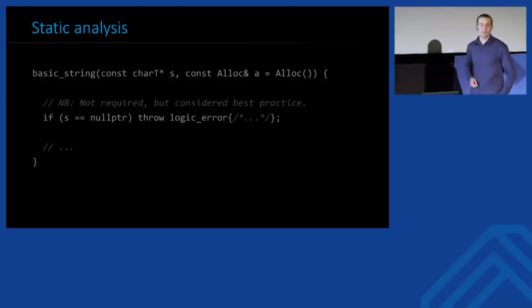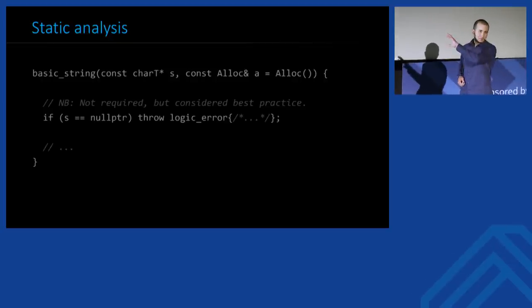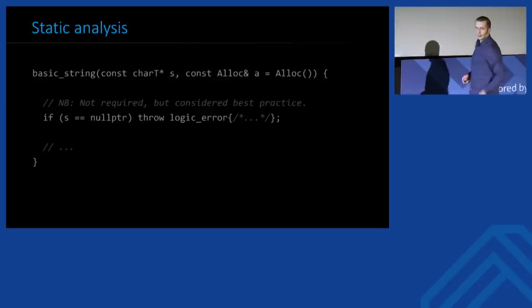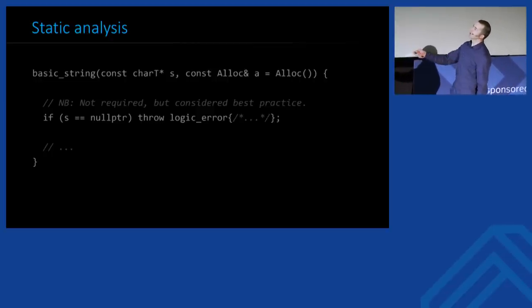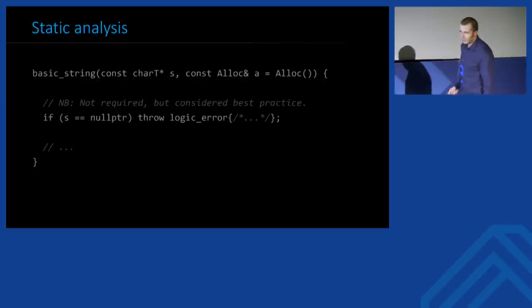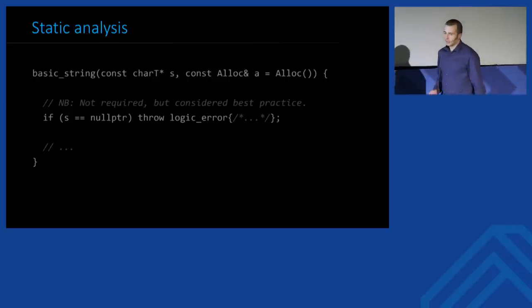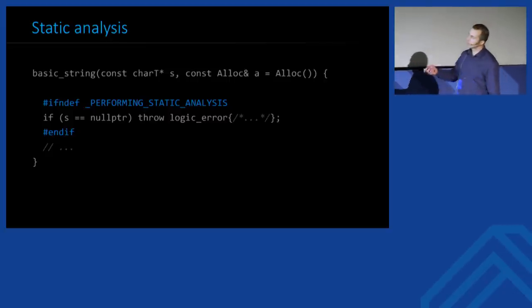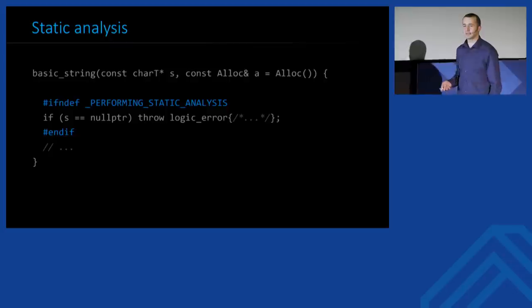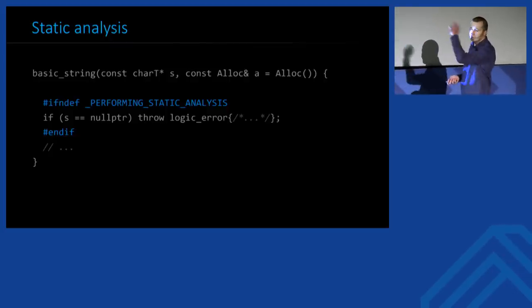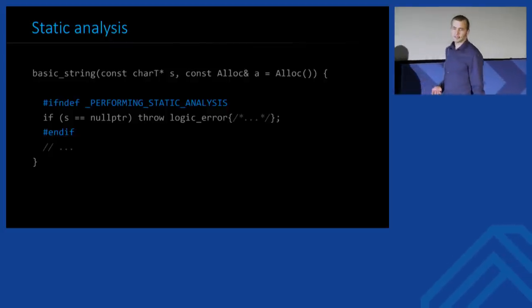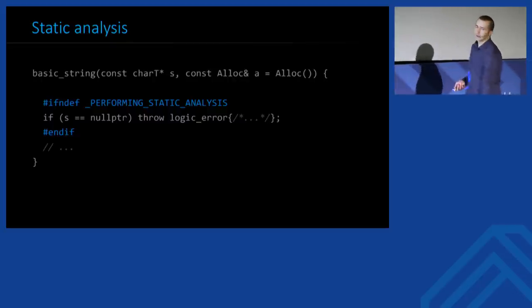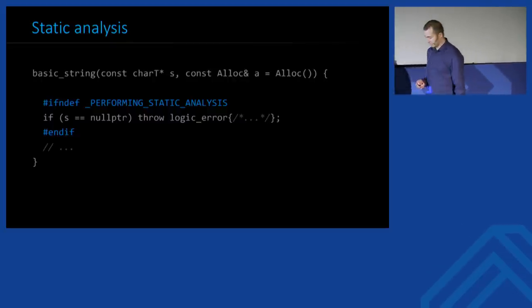Oh, and one interesting thing here is that, of course, I simplified the implementation from the standard because it's a hell of a read, but I left the original comment unchanged. It says, not required, but considered the best practice. I would question that statement. It's not really best because, for one, it compromises static analysis. Maybe it would be better to put it conditionally, like with this hash ifdef. If you are generating real code, yes, go with a defensive check. But if you are performing static analysis, pretend that this check is not there so that the static analyzer can work.